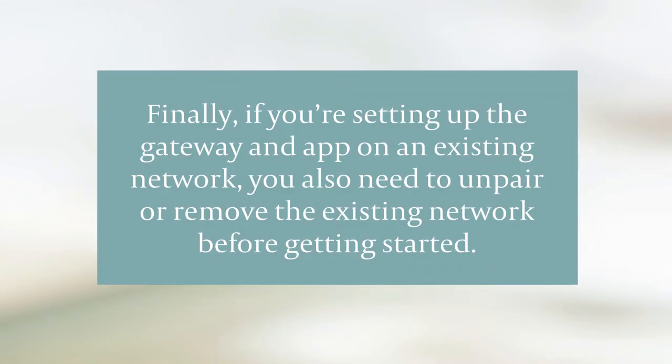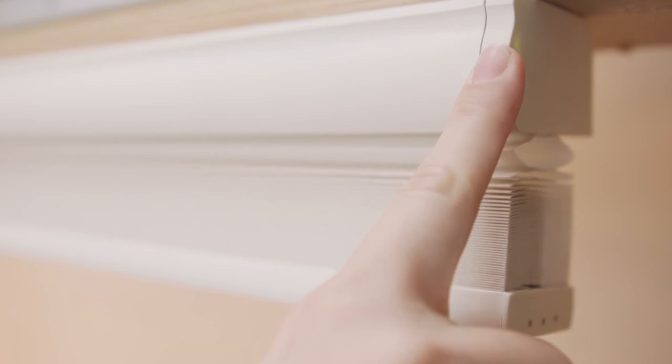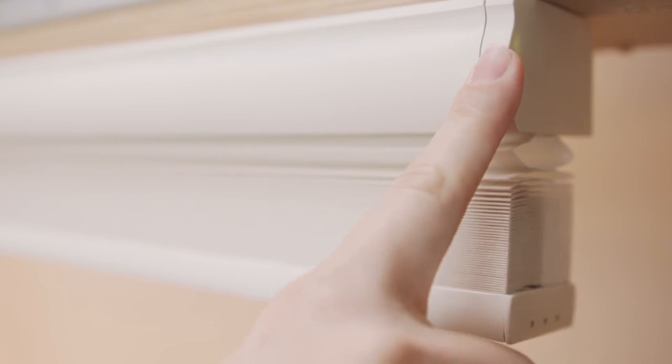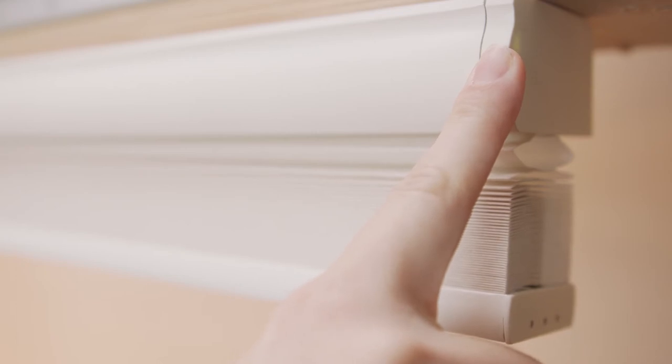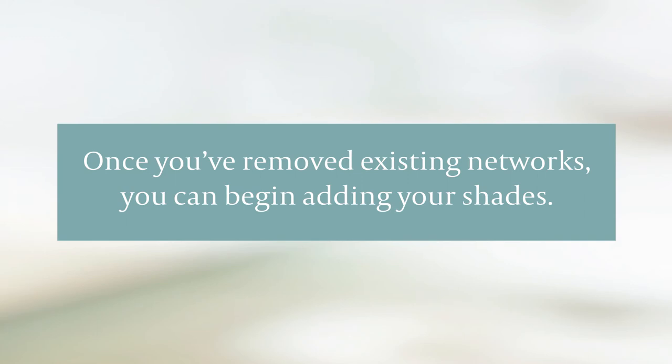Finally, if you're setting up the gateway and app on an existing network, you also need to unpair or remove the existing network before getting started. To remove an existing network, you'll need to exclude the shade. Press and hold the program button for 7 seconds. Release the button when the shade jogs. Once you've removed existing networks, you can begin adding your shades.